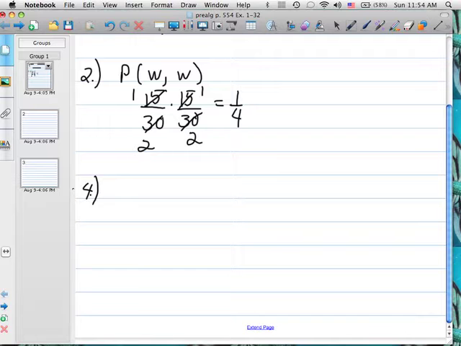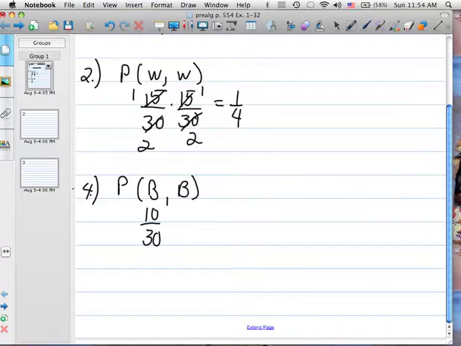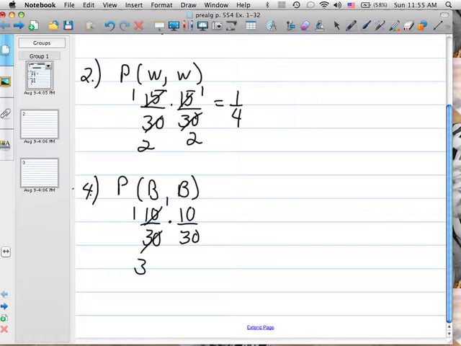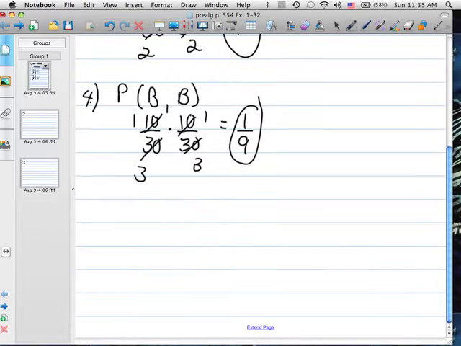Problem number 4. The probability of both blue followed by blue. There were a total of 10 blue socks out of 30 socks. We put it back, and there's still 10 blue out of 30. Cancel. Get 1 and 3, so our answer is 1 times 1 is 1, and 3 times 3 is 9. So our probability is 1/9.